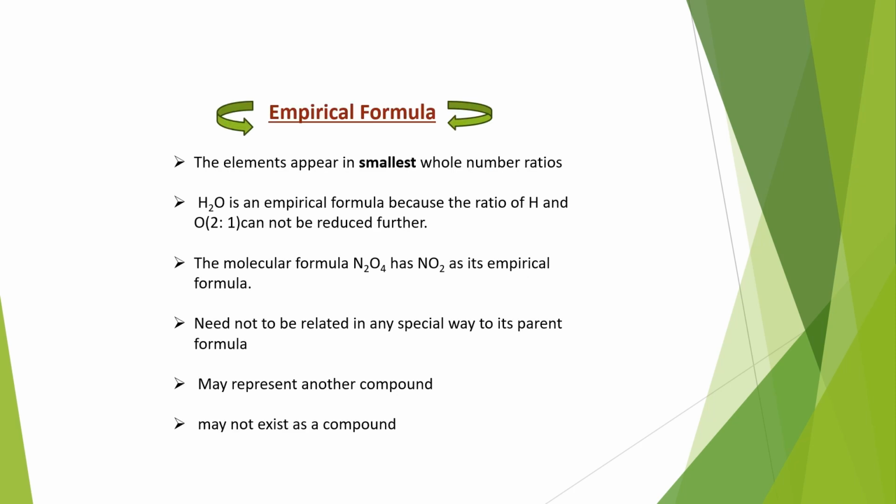Empirical formula. The elements appear in smallest whole number ratios. H2O is an empirical formula because the ratio of hydrogen and oxygen cannot be reduced further. The molecular formula N2O4 has NO2 as its empirical formula.